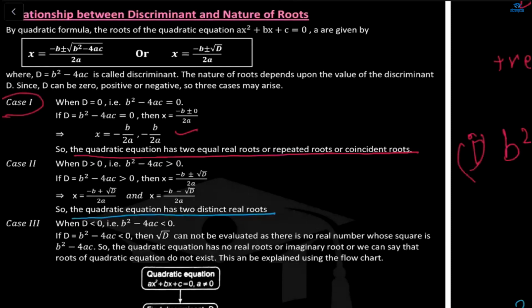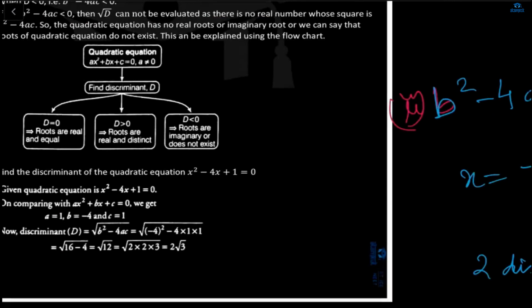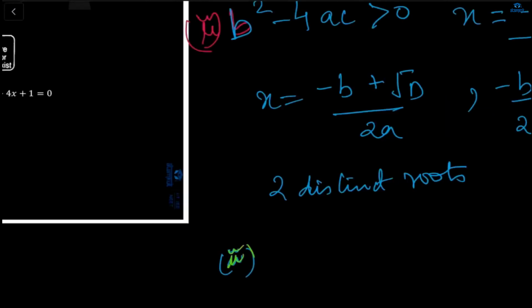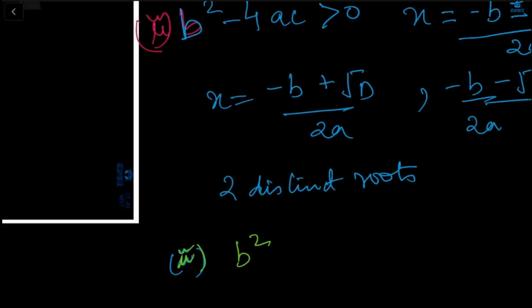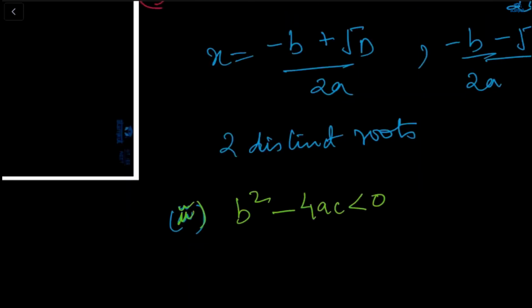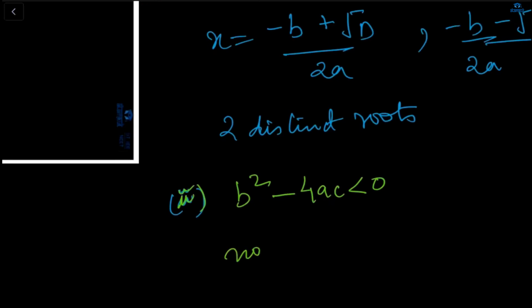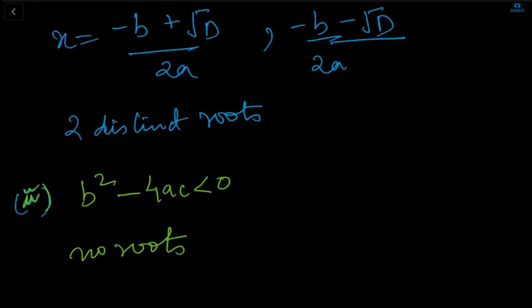Now the third case comes. What is the third case here? b square minus 4ac is less than 0. So no roots. If you get this type of case where the b square minus 4ac value is less than 0, you don't need to move further. You have to write right there that there are no roots.